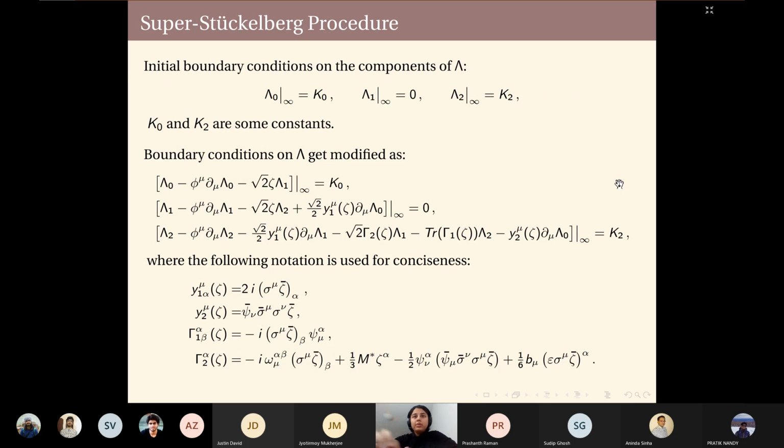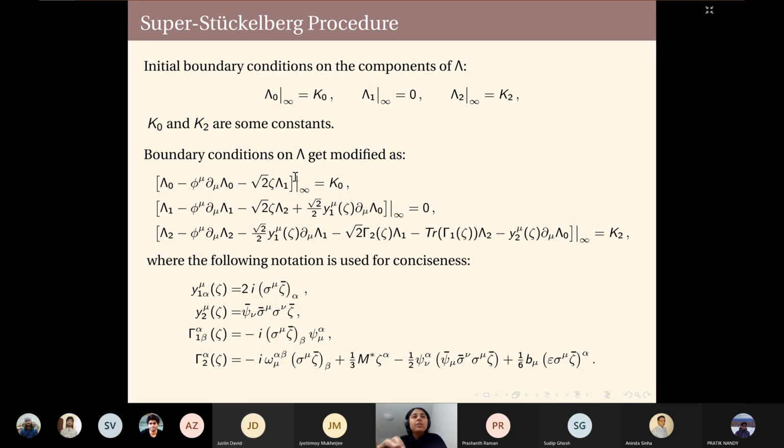And yeah, there were also these components of the Lagrange multiplier superfield, and these are the boundary conditions they obey. So the spinor component just goes to 0 at infinity, and the zeroth and the theta square components go to constants. And when we do this whole Stückelberging procedure, it's not only the Lagrangian that gets modified, but also the boundary conditions like this. Now, it's all quite complicated to look at, and you won't be able to understand much just at first look.